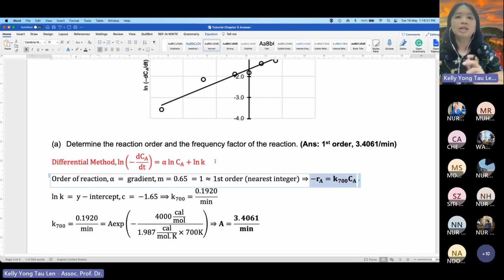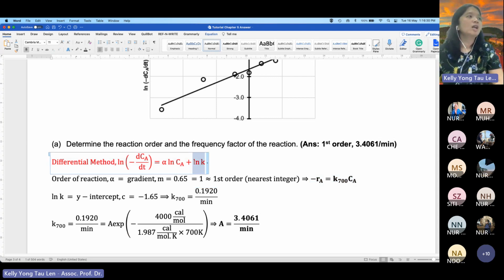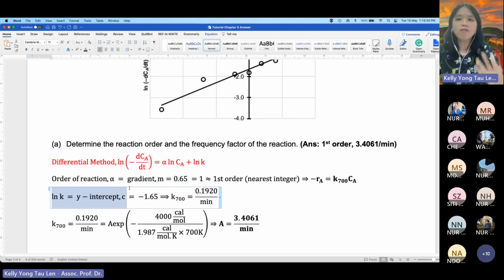Walaupun dia tak suruh cari k, tapi kamu ingat kan nak cari frequency factor from Arrhenius equation tu, saya still kena tahu k. So from the equation, ln k equals your y-intercept. Okay, your graph given, the y-intercept value is negative 1.65. So kamu tahu lah kan, kalau ln k sama dengan negative 1.65, k sama dengan exponential negative 1.65.